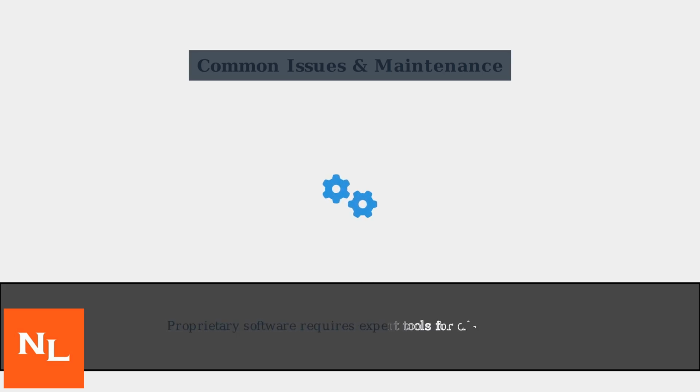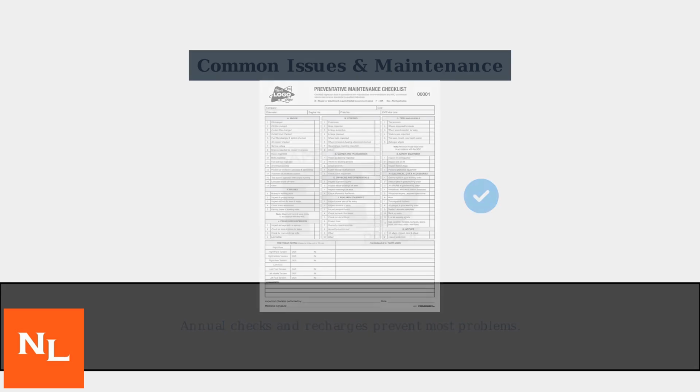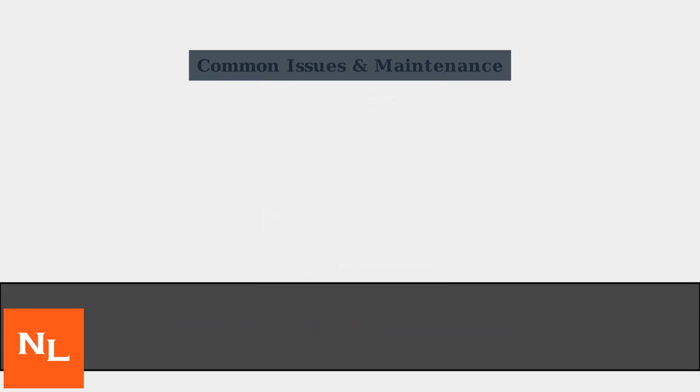Mercedes' proprietary software can complicate DIY troubleshooting and disabling, making professional diagnosis essential for complex issues. Preventive maintenance is crucial. Regular checks can prevent 70% of AC issues, according to automotive experts. This includes annual inspections and refrigerant recharges every 2 to 3 years.